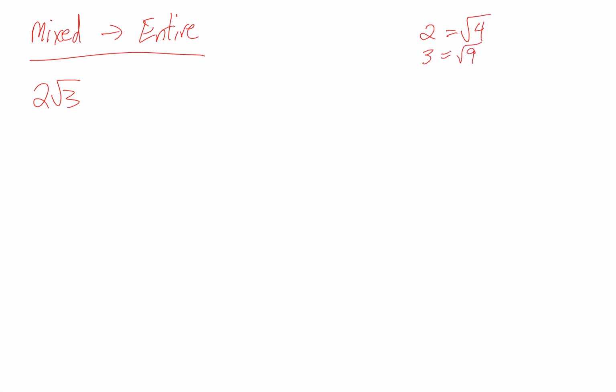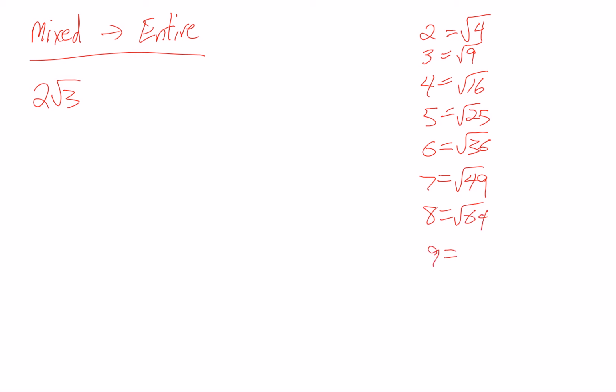3 times 3 would be 9. 4 times 4 is 16. 5 times 5 is 25. And we can keep on going down the list. I'll just do a couple more here. 7 would be 49. 8 would be 64. 9 is 81. And 10 would be 100.